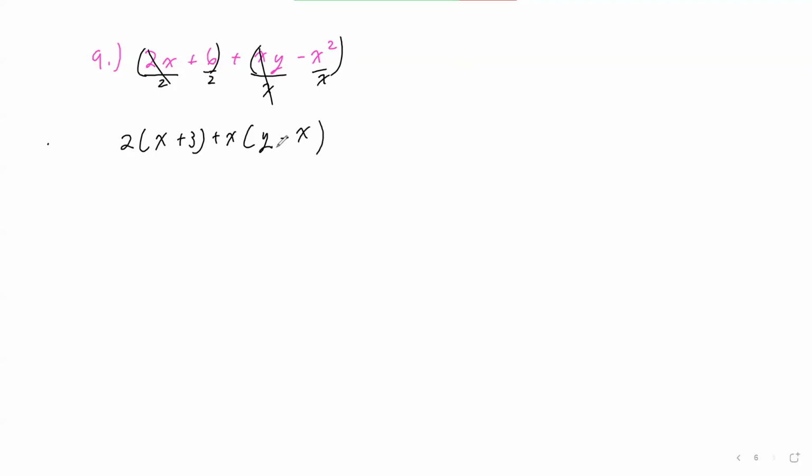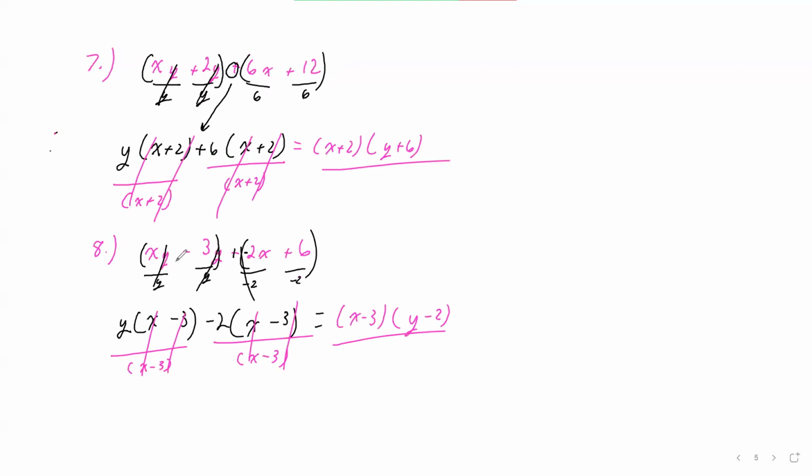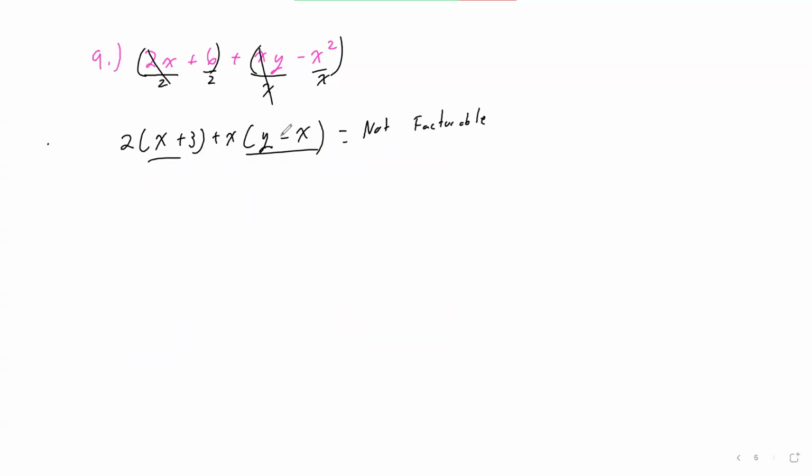Well, hold up. These don't match. When this happens, not factorable. These two binomials here, the x plus 3 and the y minus x, if you saw beforehand, they were always the same. Then we can keep going. When they're not the same, it's not factorable. So we can't go any further. Until we got to that point, correct.